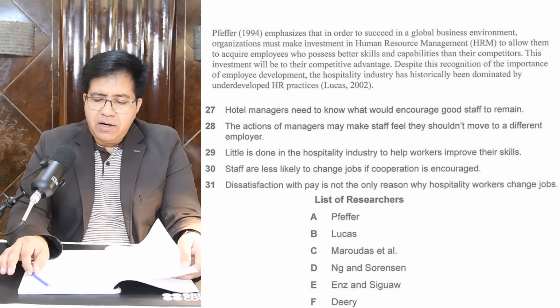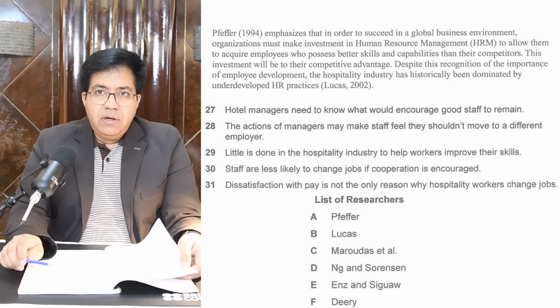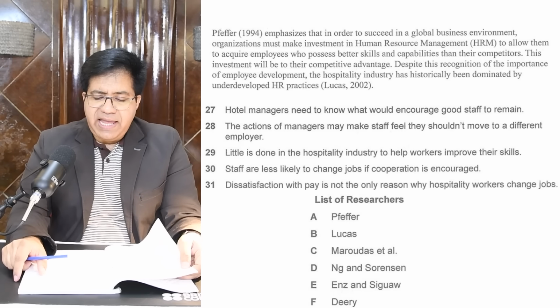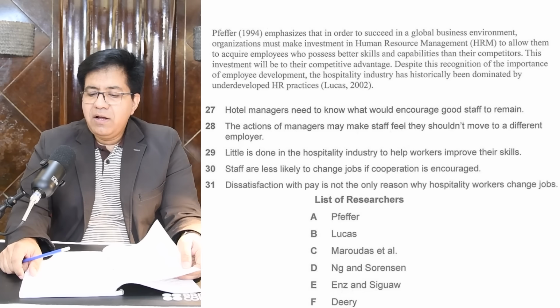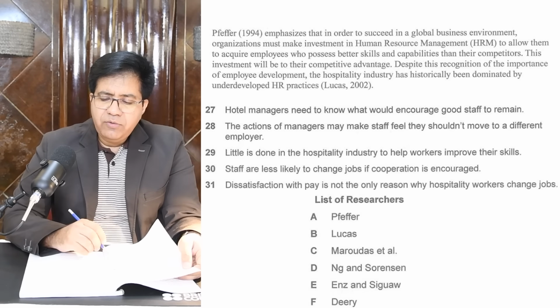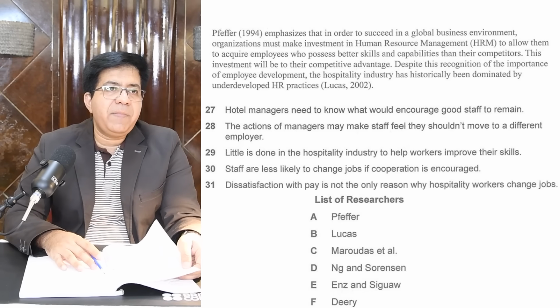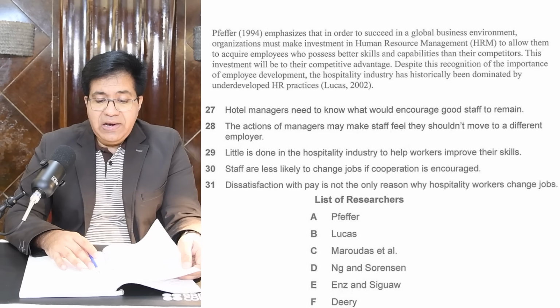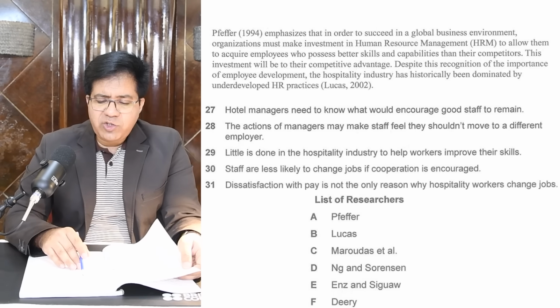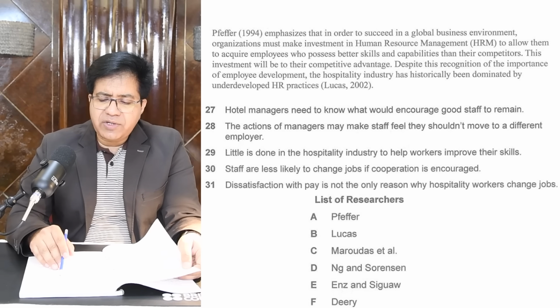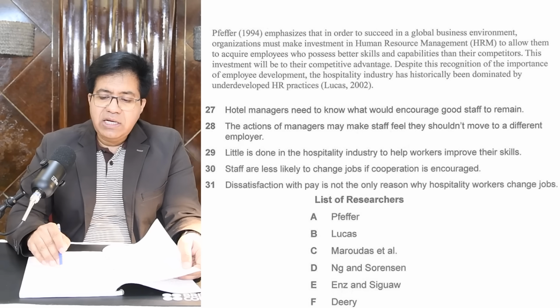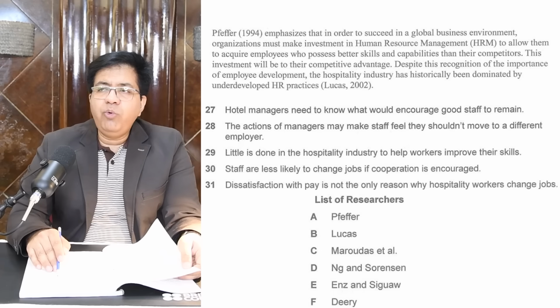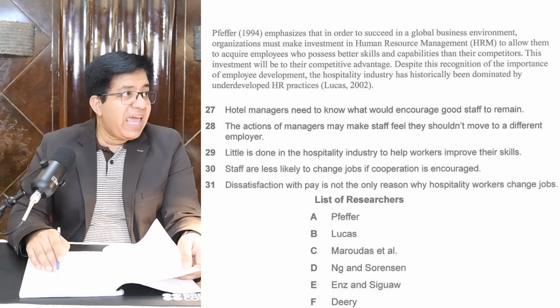HR practices are underdeveloped. All right, so we do not find any statement for Fefer, but if we talk about Lucas, we found his statement, that is question number 29. Little is done in the hospitality industry to help workers improve their skills. Now, helping workers improve their skills, whose job is that in any organization? That is the job of HR, okay?